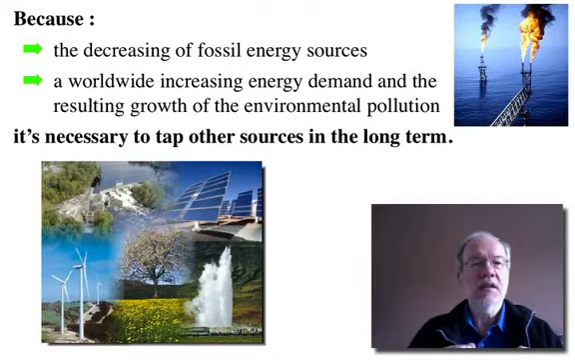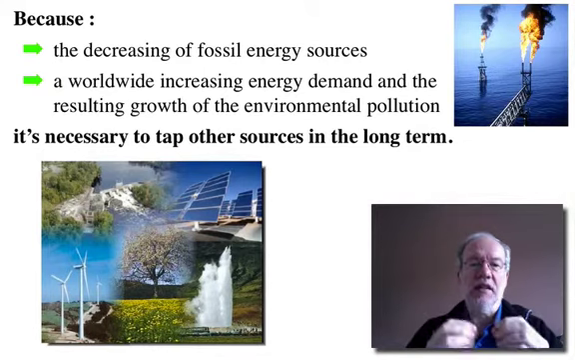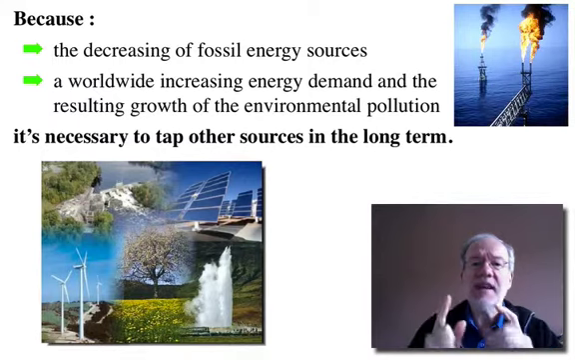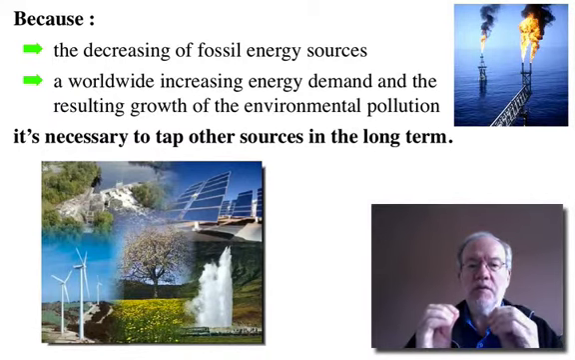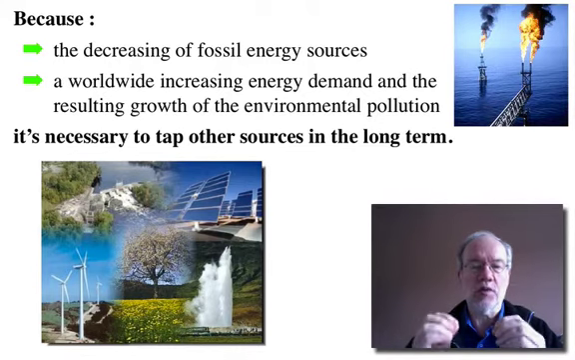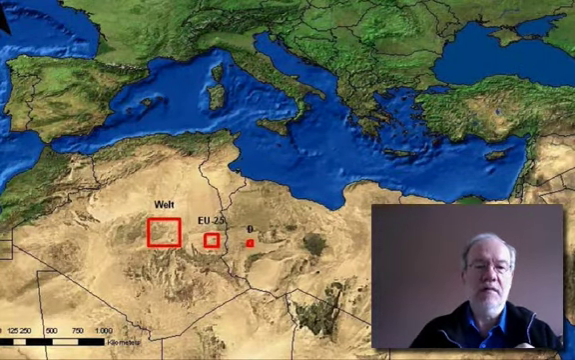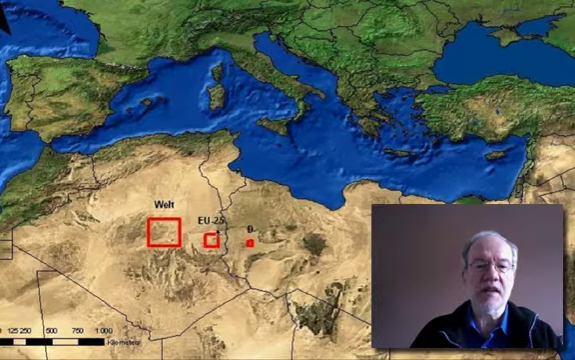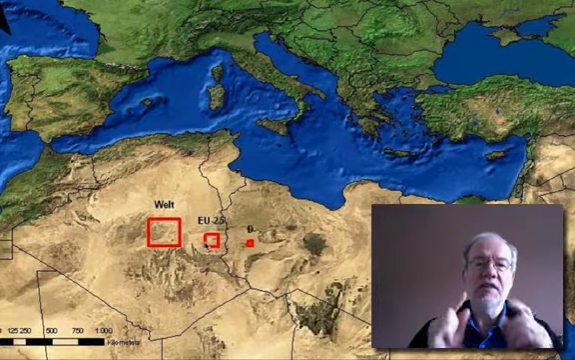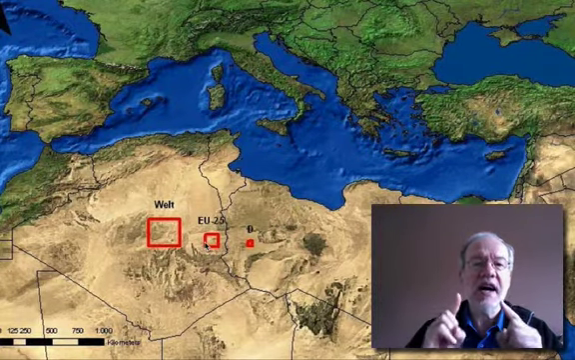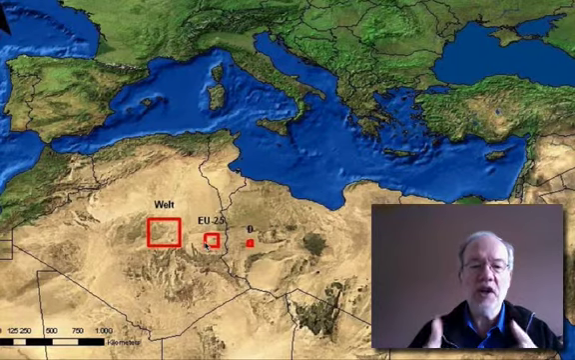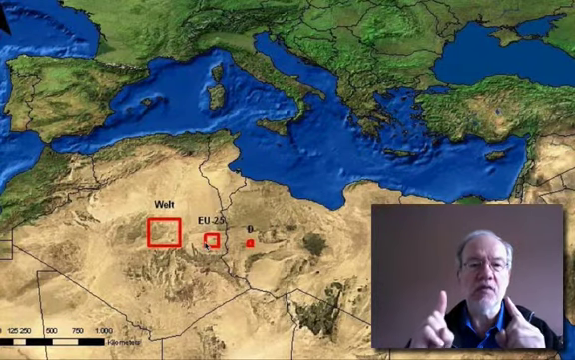The context. Because of the decrease of fossil energy sources and also the increasing energy demand, we need to find other energy sources to produce electricity. For example, in the desert, in this area, they receive enough energy for 1 year of European consumption.